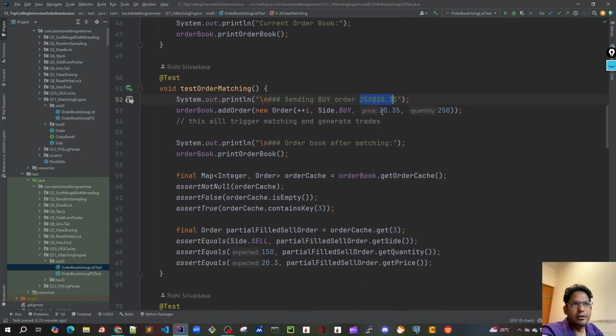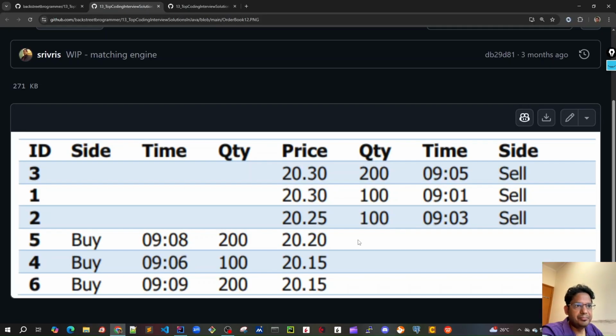So, okay, we have 20.35 at 250 quantity, right? So what we expect is that we should have at least 2 or 3 fills. Let me check again. If I send a 250 order, it means 100 would be done, 100 would all be done at this price. So 100 quantity of that buy order would be filled. Then again, 100 quantity of the sell order will also be filled.